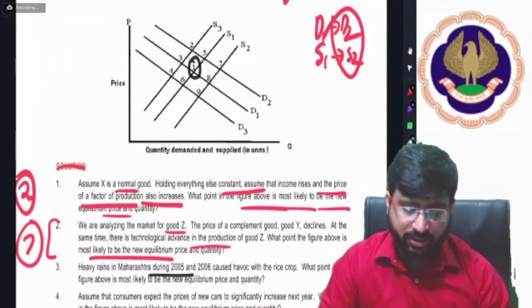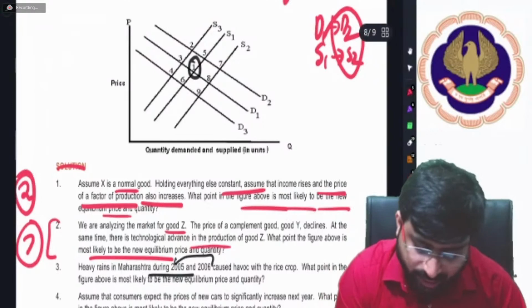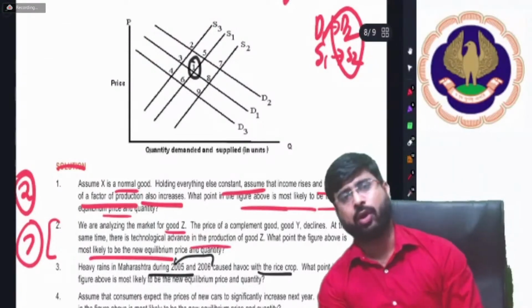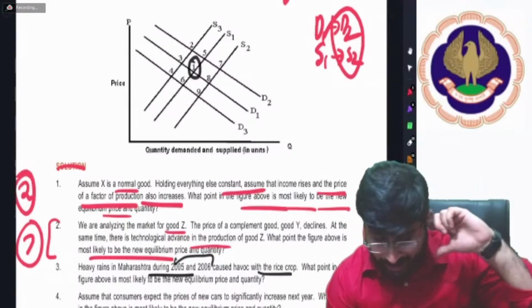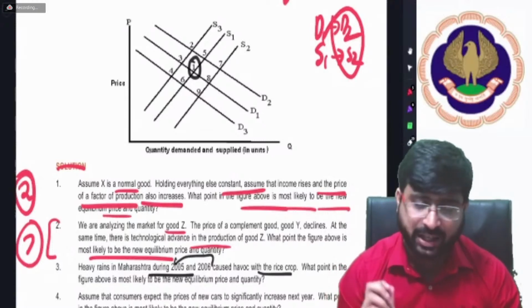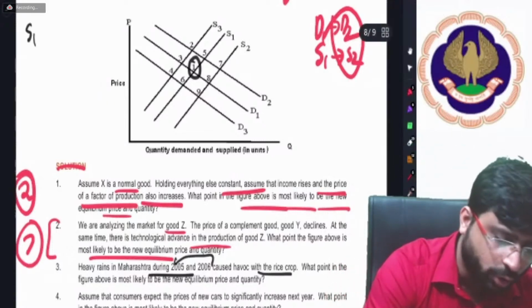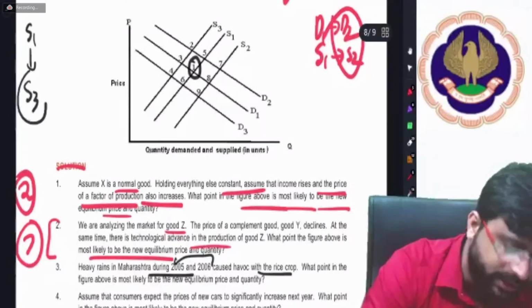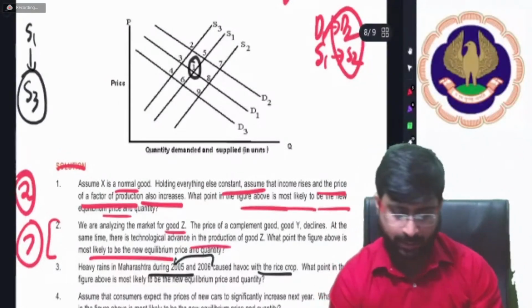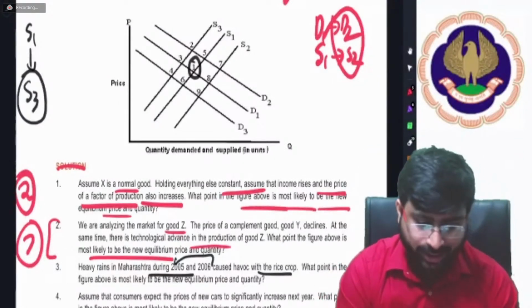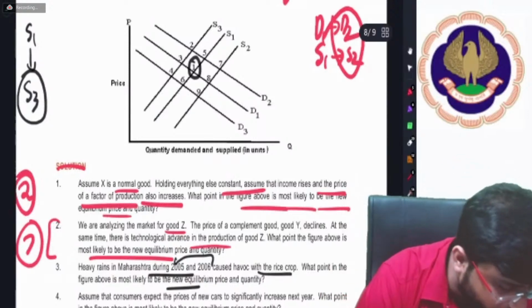Heavy rains in Maharashtra during 2005 and 6 caused havoc. So the rice quantity supplied had fallen. The supply curve is shifting leftward. I have no doubt about that. So from S1 it has shifted to S3. What point in the figure is likely to communicate the given information?